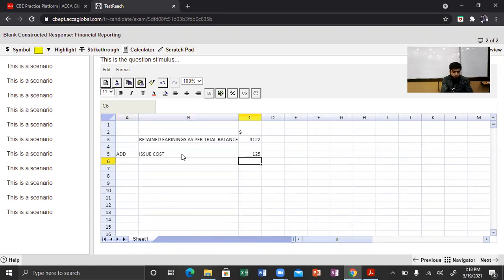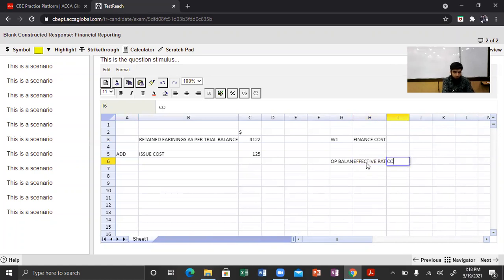Okay. One more thing is that interest for this loan has also not yet been accounted for. That is the finance cost, which is also required to be adjusted. So let's make a table of this. Number 1 is the opening balance, number 2 is the effective rate, number 3 is the coupon or the paid interest, and then the closing balance.